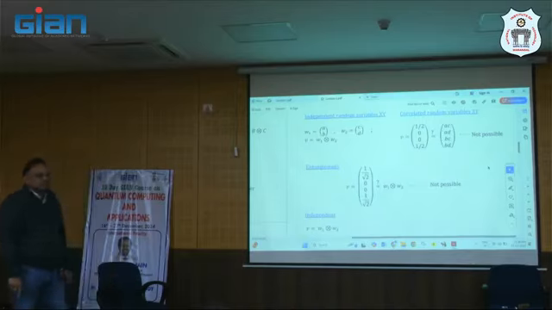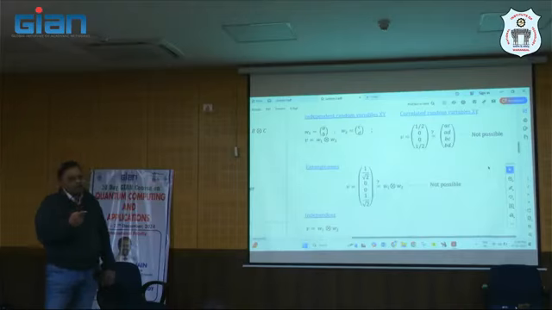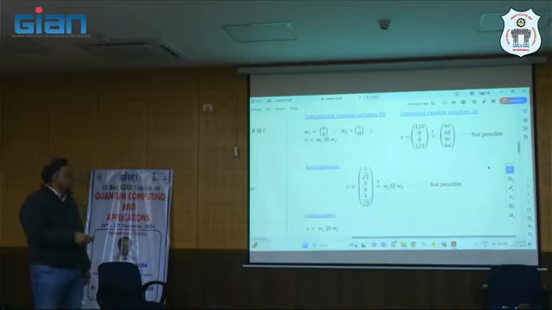AD is equal to 0, no? So either A is 0 or D is 0. Correct, you are right. But if A is 0, then AC is 0, but this is half. And if D is 0, then BD is 0, but this is also half. So either way it cannot work. Therefore it is not possible. We cannot have this vector represented like this. So therefore we cannot write it as a tensor product.